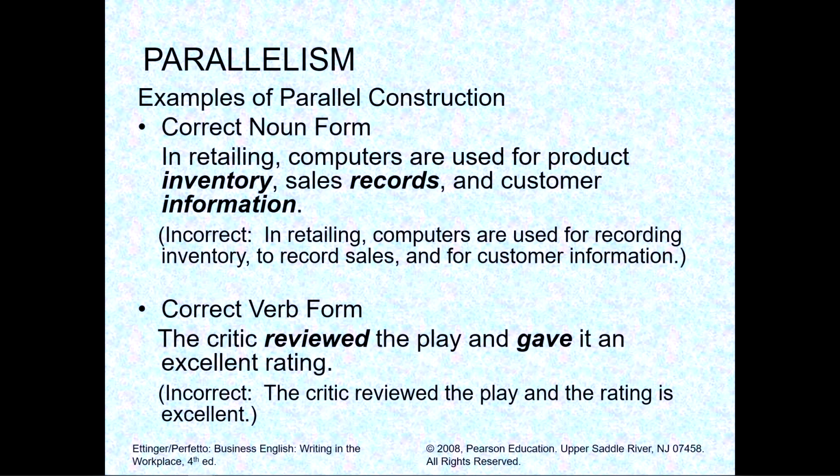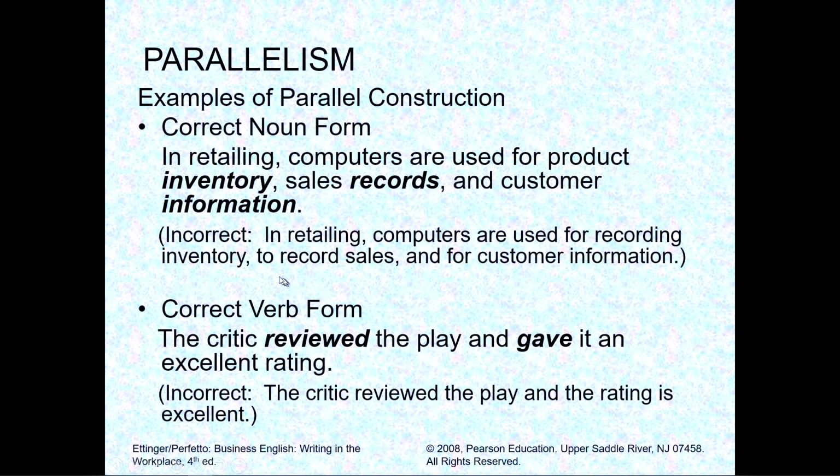So let's remove one adjective, right? So if we say in retailing, computers are used for product inventory, records, and customer information. If I take off the adjective here, this is not parallelism because this one is not the same as the other two. Even if I take off this one, let's try this again. In retailing, computers are used for product inventory, records, and information. That is wrong. It is not parallelism. If one has an adjective like product inventory, records and information have to have one also.